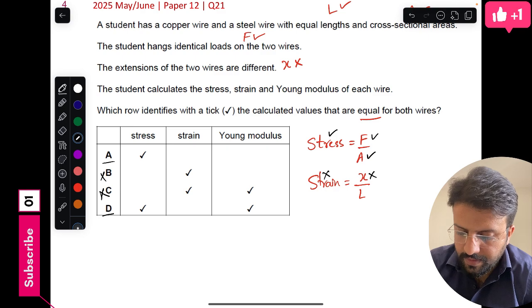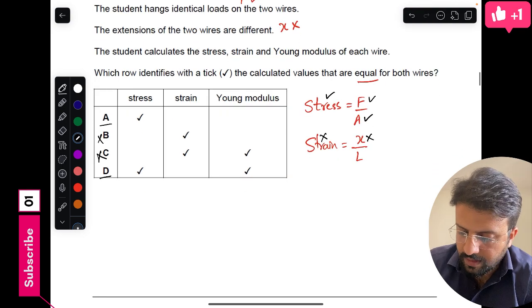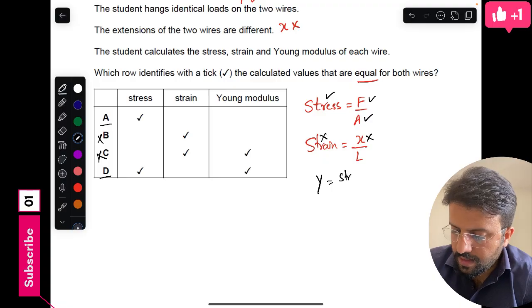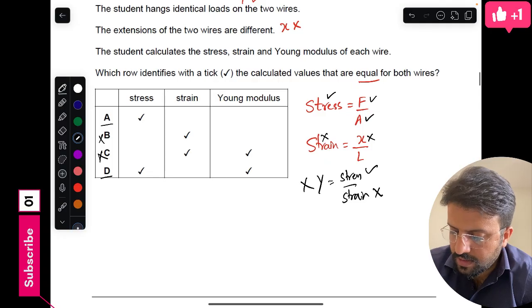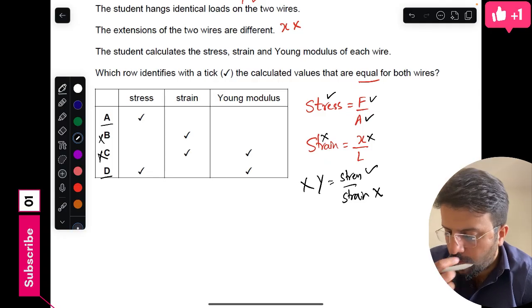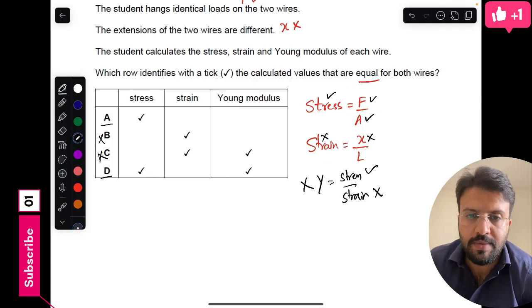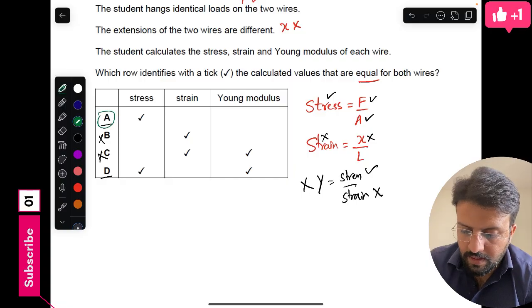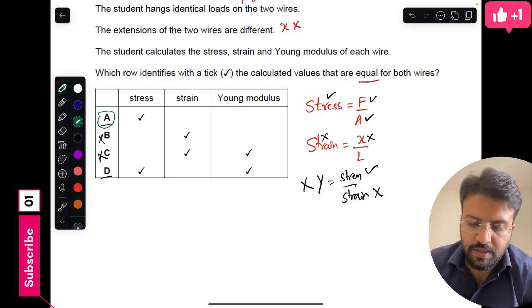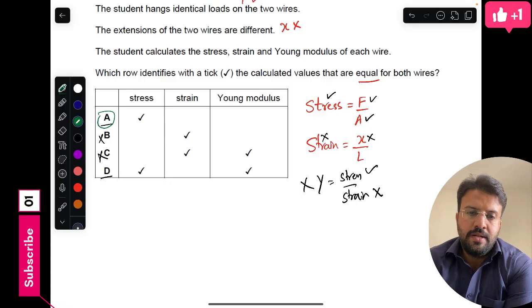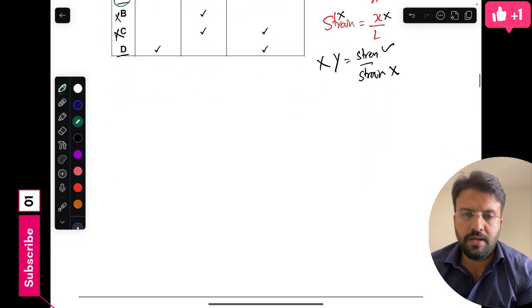Still, we have to look into the Young modulus. Young modulus is stress over strain. We have seen that stress is the same but strain is not the same, so Young modulus will also not be the same; it will be different. So it's option A: only stress will be the same, strain and Young modulus will be different.